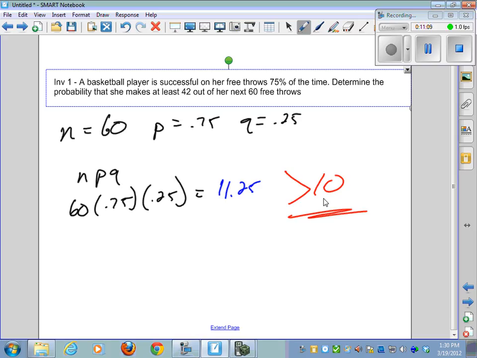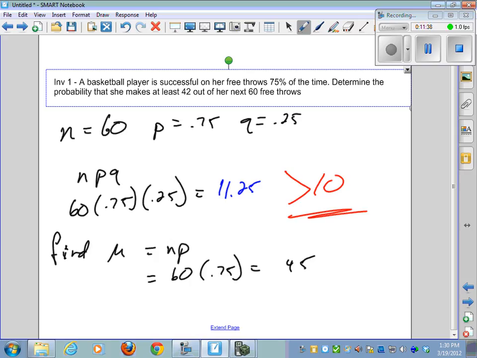The next step is to calculate the mean. Now, the mean is equal to n times p. That's a formula you need to know. The mean is equal to n times p. In this case, that's going to be 60 times 0.75. So 60 times 0.75 is 45.